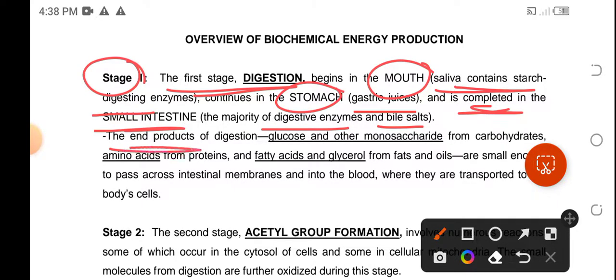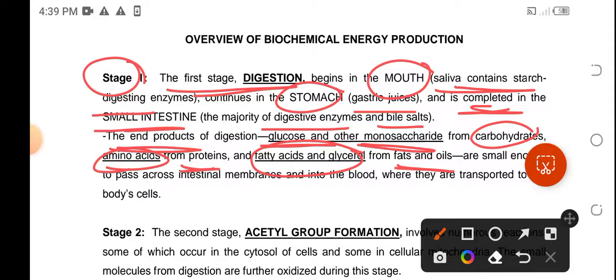Now, for the end products of stage 1 or end product of the digestion, depende yan kung ano yung na-ingest natin. If that is carbohydrates, then therefore, we are going to have a product after digestion, the glucose or any other monosaccharide, which we know is the building block of carbohydrates. Now, we also have end product of amino acids from proteins and fatty acids and glycerol for fats and oils, particularly the triacyl glycerol or subproduct of a subcategory of lipids.